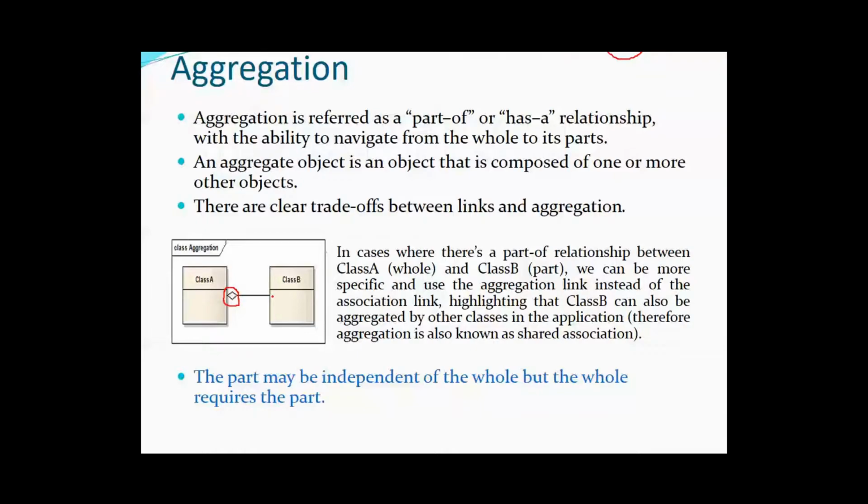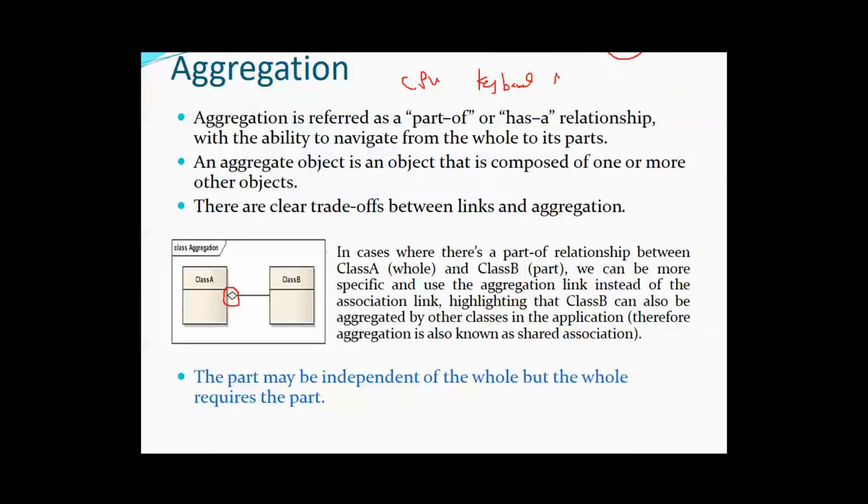The part could be independent. For example, you have a computer, which is an object. You create another object called CPU, another object called keyboard, memory. These are all objects, and the computer is an object. What's the relationship between the computer and the others? They are part of the computer. I hope you understand this.